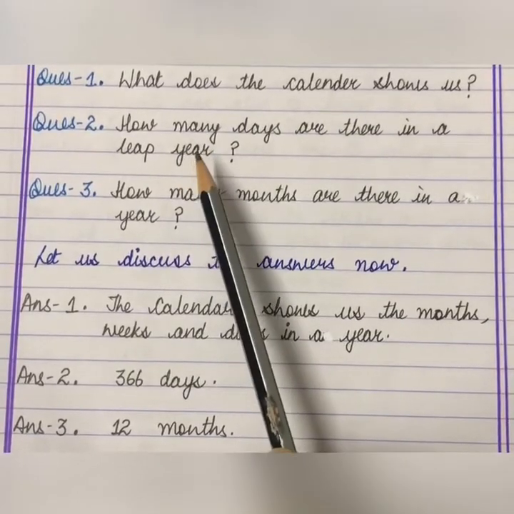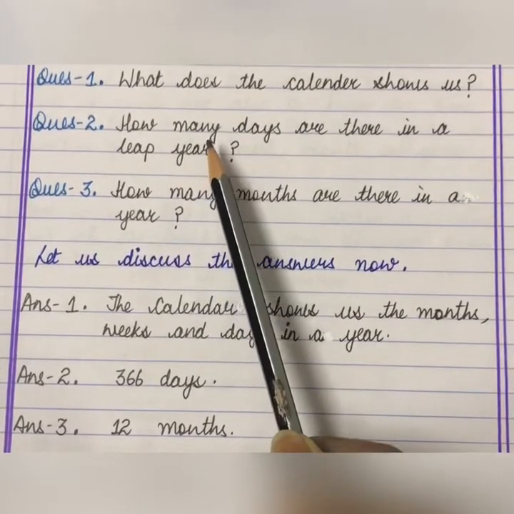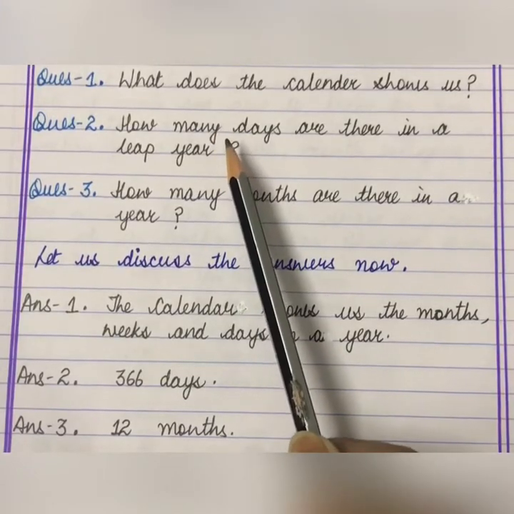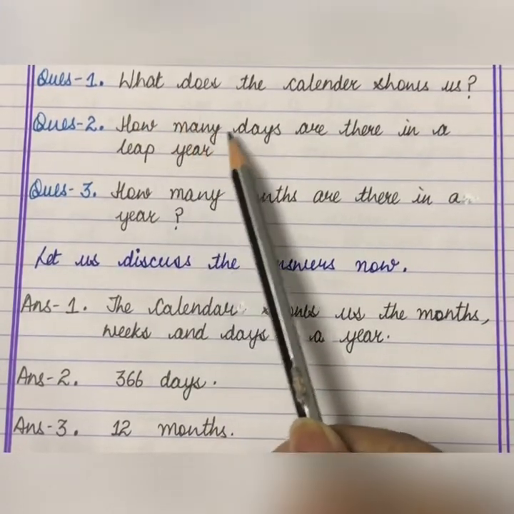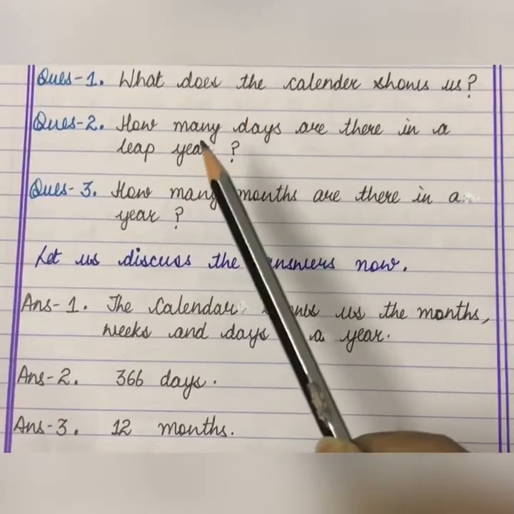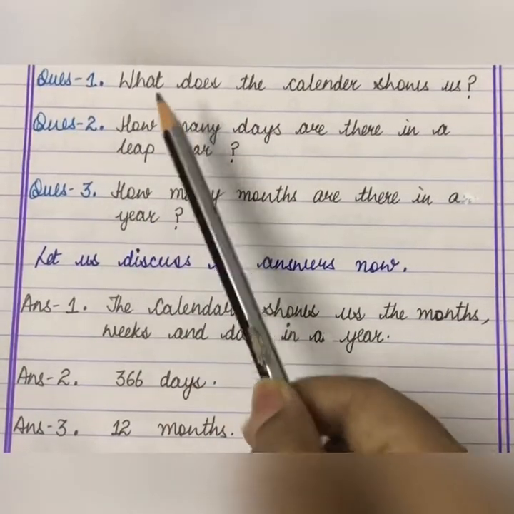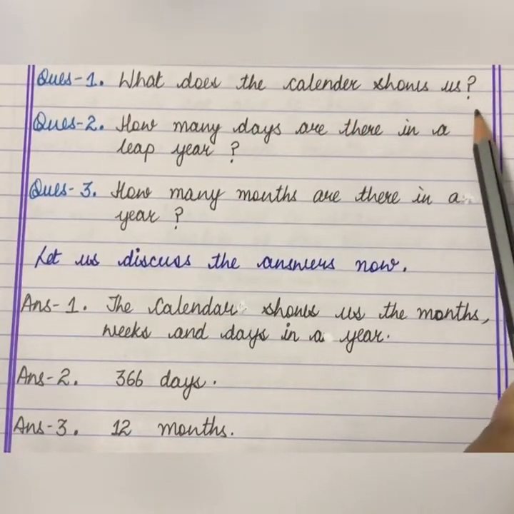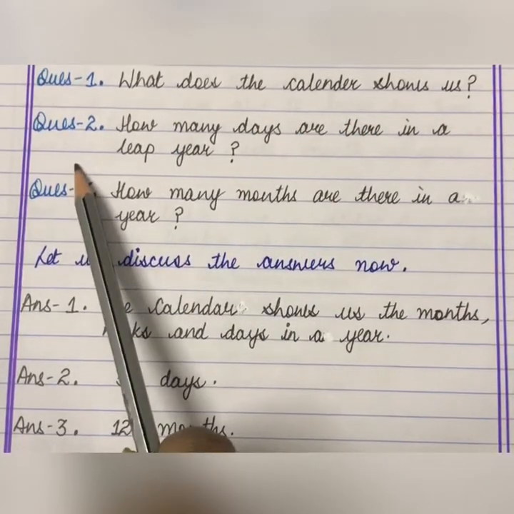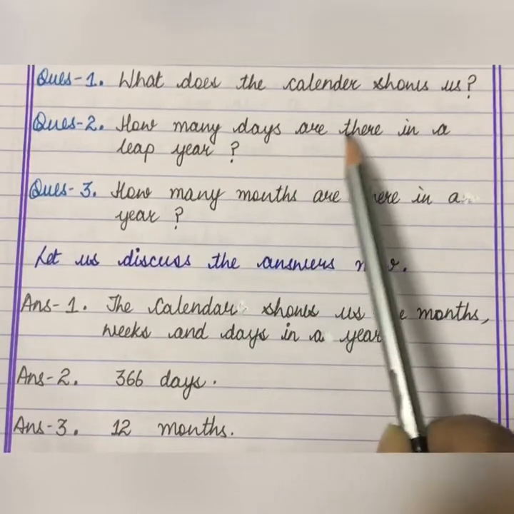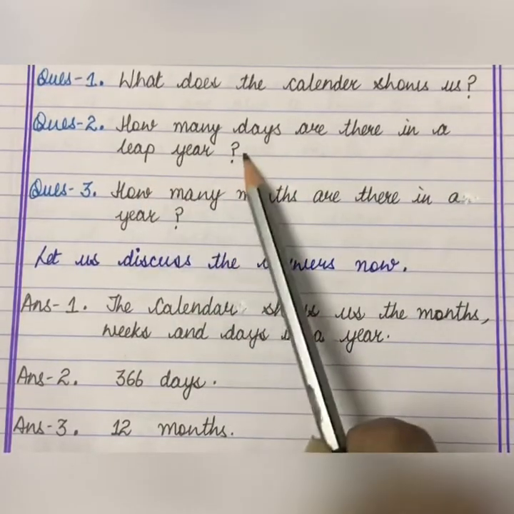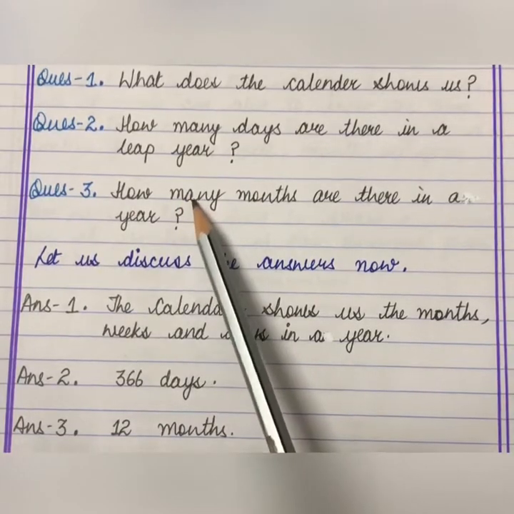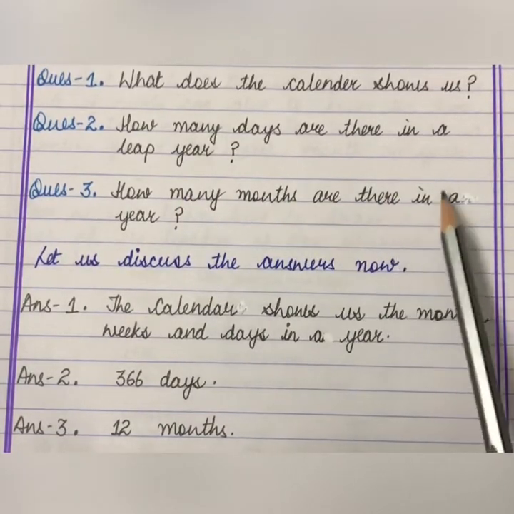Students, let us revise first what we have learned till now. Please write the answers for the given questions in your social studies notebooks. Question 1. What does the calendar show us? Question number 2. How many days are there in a leap year? Question number 3. How many months are there in a year?